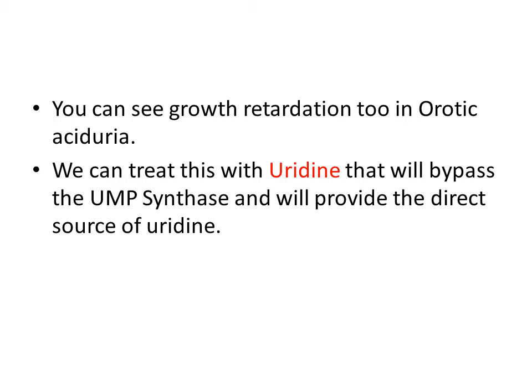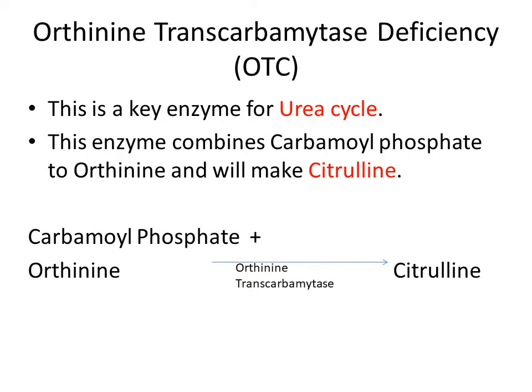We can treat this with uridine, that will bypass the UMP synthase and will provide a direct source of uridine. But we still have orotic acid in urine, as we have just bypassed the pathway, but we can reduce the symptoms like megaloblastic anemia. So the other disease we are going to see is ornithine transcarbamylase deficiency, which is OTC deficiency.